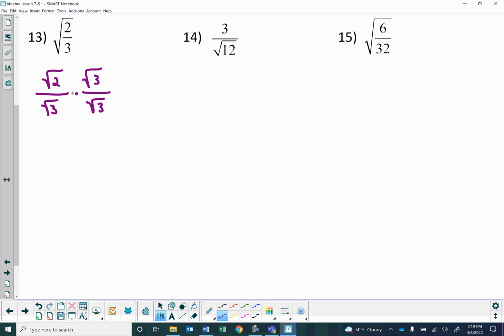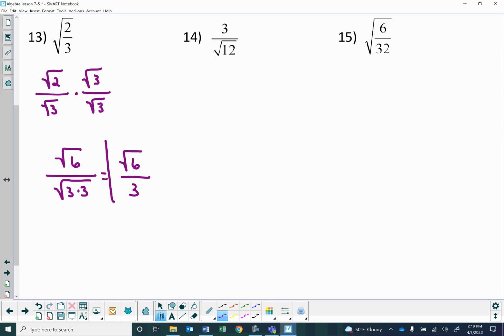But what happens here is if I have a square root of 3 times the square root of 2 in my numerator, that becomes the square root of 6. And in my denominator, I get the square root of 3 times 3. But what is the square root of 3 times 3 or the square root of 9? That would be 3. So I get the square root of 6 over 3.